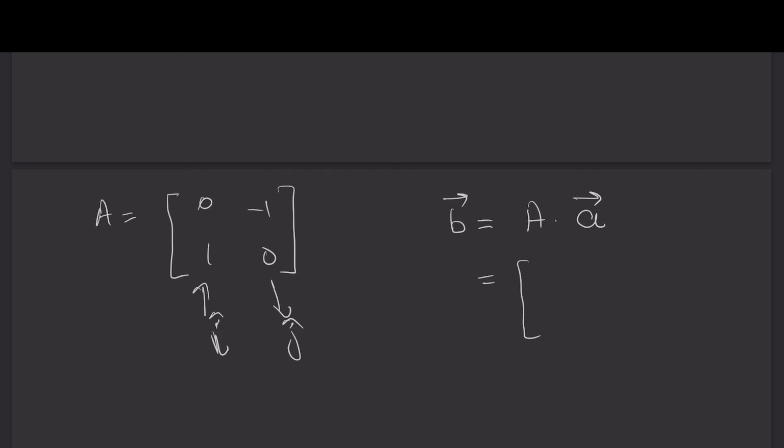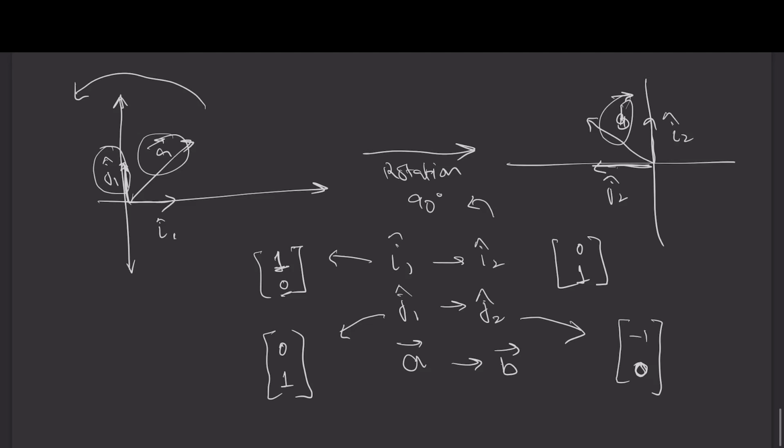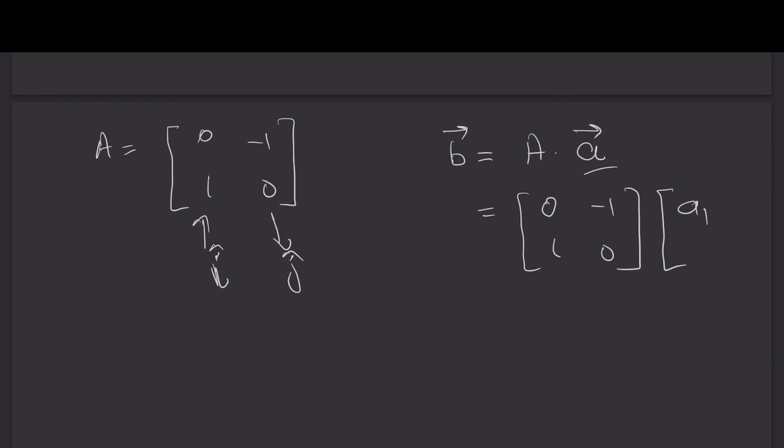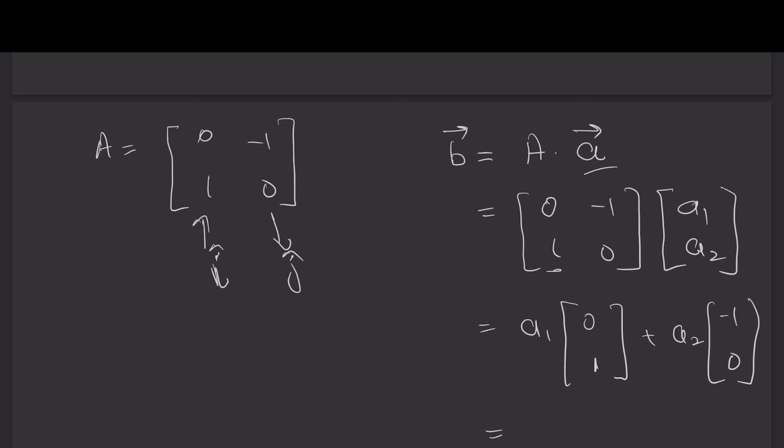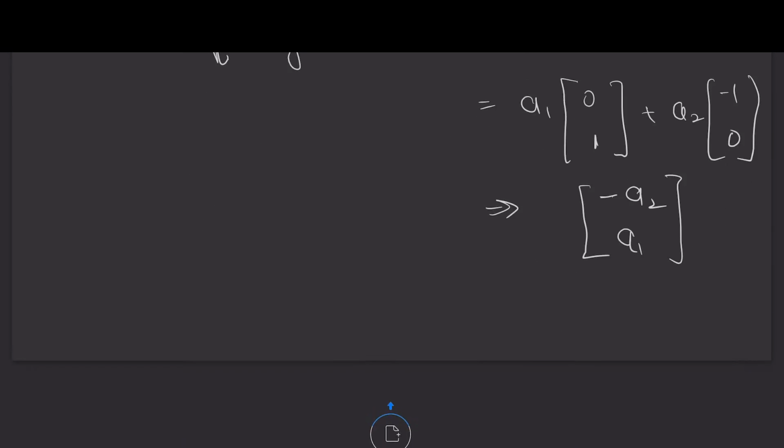So our transformation matrix is 0, -1, 1, 0, and let's say the x component of the A vector is A1 and the y component is A2. So we can write it like this. We will take A1 of the first column of matrix A and A2 of the second column of matrix A. After addition, we will get our B vector, which will have -A2 as its x component and A1 as its y component.